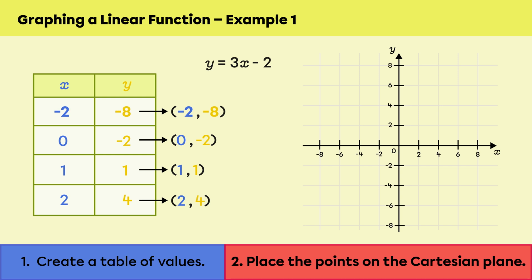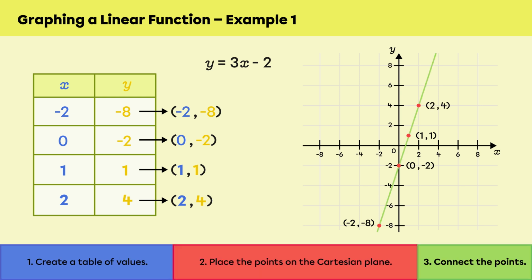We'll start with the point -2, -8. To place this point, start at the origin and slide 2 units to the left and 8 units downwards. Now we'll place the point 0, -2. Since the x value is 0, all we have to do is move down on the y by 2 units. Continue in the same way with the points 1, 1 and 2, 4. The only thing left to do now is to connect the points using a ruler.